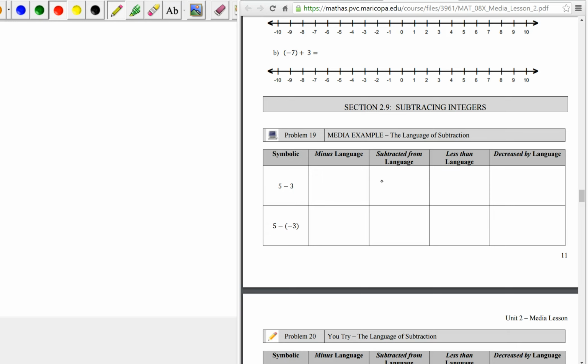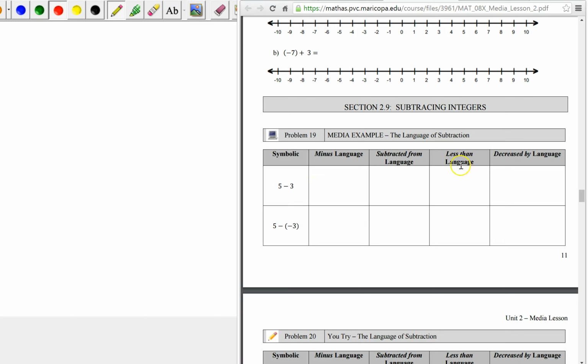Also, since they typically think of subtraction as resulting in a positive number, they tend to rearrange them in whatever way makes the answer positive. So in minus language, this is 5 minus 3. This is 3 subtracted from 5. This is 3 less than 5. And this is 5 decreased by 3.